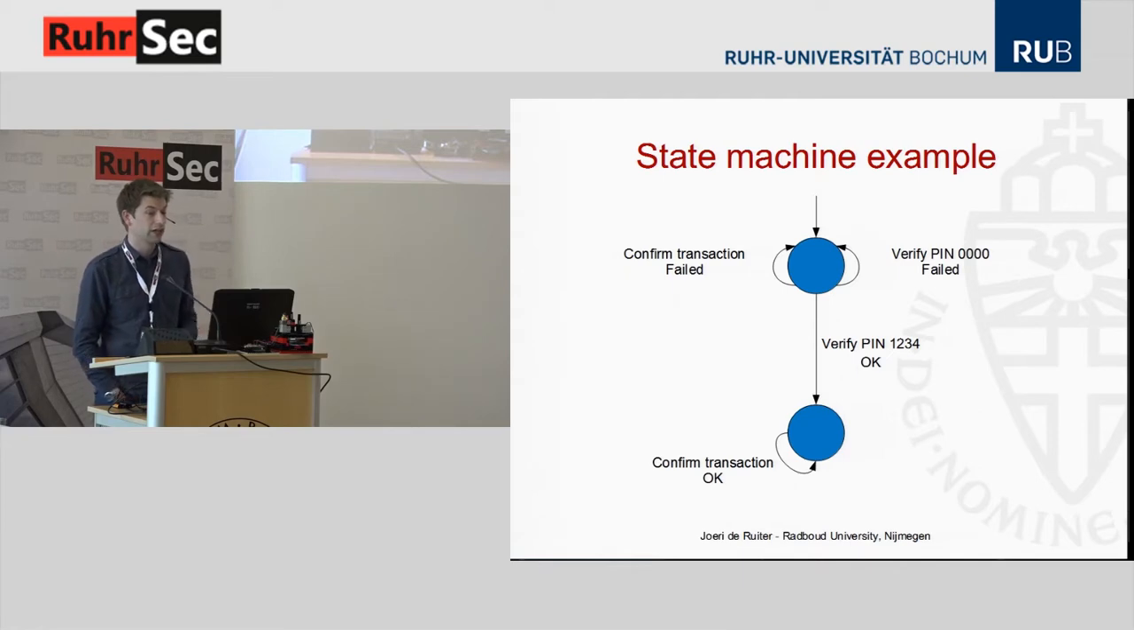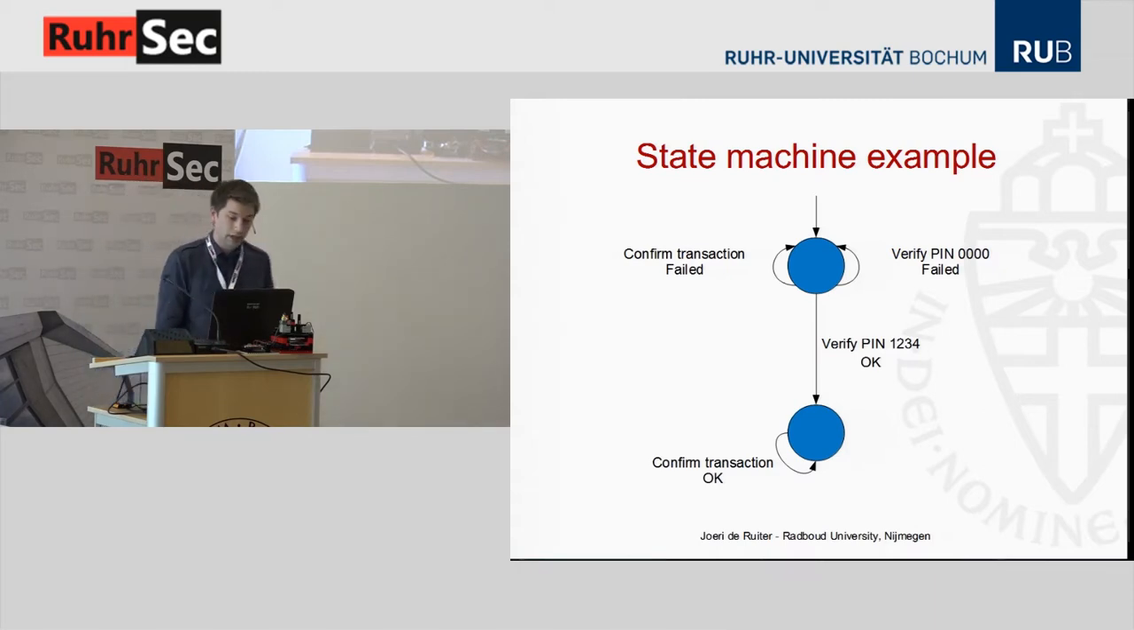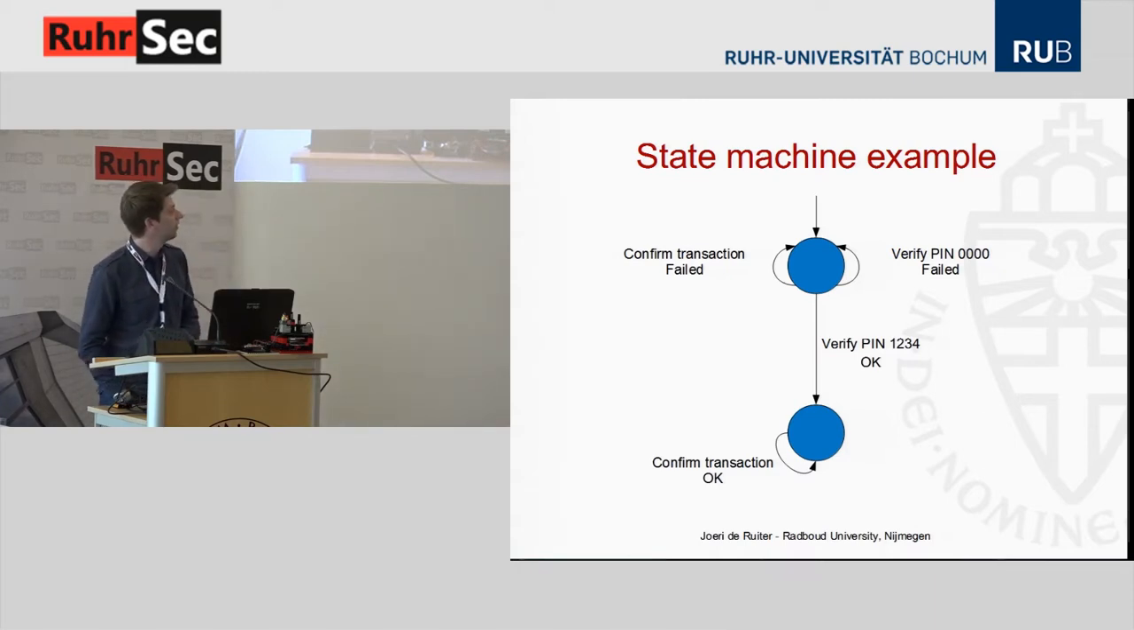You can try to send, for example, a verify PIN command. Well, here you see that if you try PIN 4 times 0, then it will fail, so that's apparently the incorrect PIN code. If you try 1, 2, 3, 4, then you go to the next state, so you get an OK message back. And apparently this is the correct PIN code, and in the next state, so in the second state, that's apparently the authenticated state, we can actually perform some sensitive actions. So in this example, confirm a transaction.